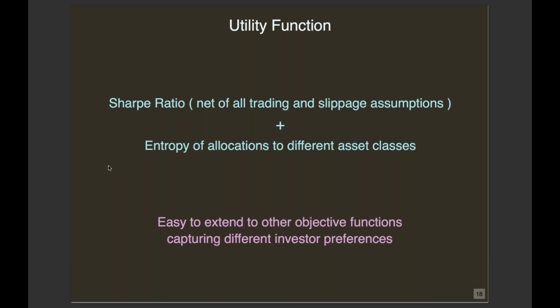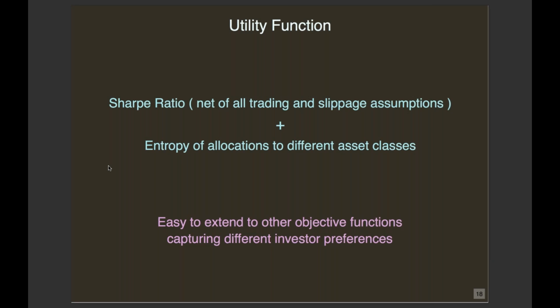The utility function here that we ended up using, we used a very simple metric. We used just the Sharpe ratio of the allocations that were output by this network. And in order to make sure that these allocations are not very concentrated, we added some regularization which favored a distribution of weights across different asset classes rather than very concentrated allocations.